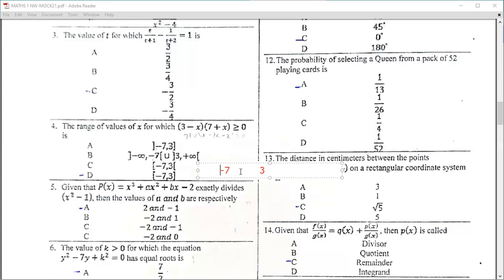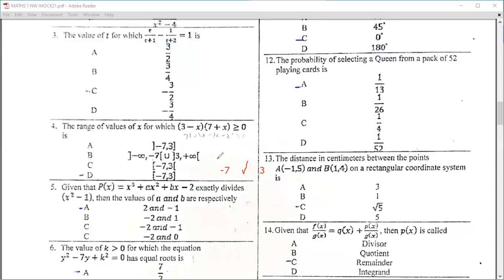If we take a number between minus 7 and 3 to test, so let's take 0 for example, and test in this inequality. 3 minus 0 is 3, which is positive, and 7 plus 0 is 7, which is positive. Positive times positive is positive. So the region between gives us a value that is positive, right?